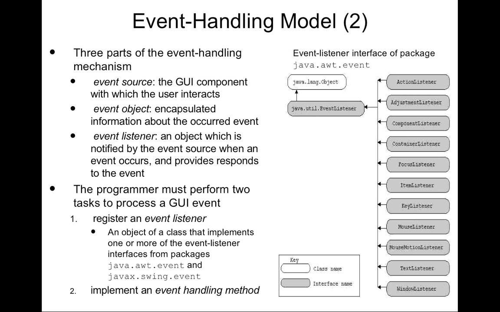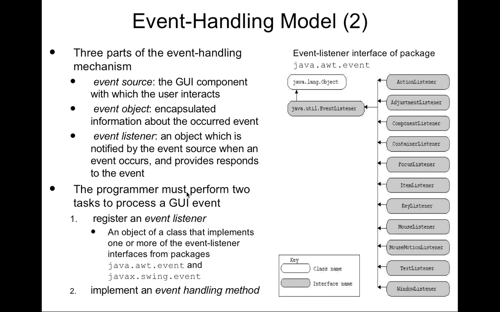The event object is the encapsulated information about the occurred event. Well, they pressed the mouse long. They double-clicked. They single-clicked. They moved it. They pressed and moved. They did something to it. And then the event listener is an object which is notified by the event source when an event occurs and provides a response to the event. So it's kind of like try and catch from last lecture for exception handling. It's done in a similar fashion.